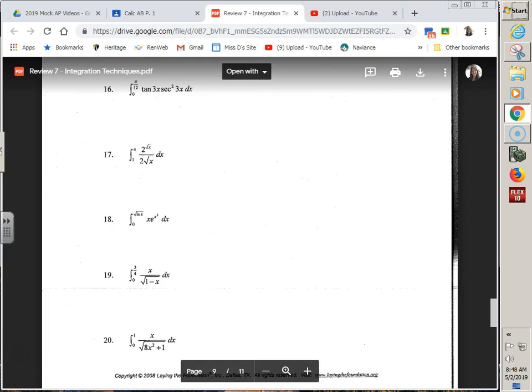Anything else? 18? I see an exponential, do you? So who's your u? Which one? Not e. E to the u. B to the u. Right? Now do you see it? If u is x squared, oh, du is 2x. The x is going to cancel. Everything's going to be nice. Just be careful with this.